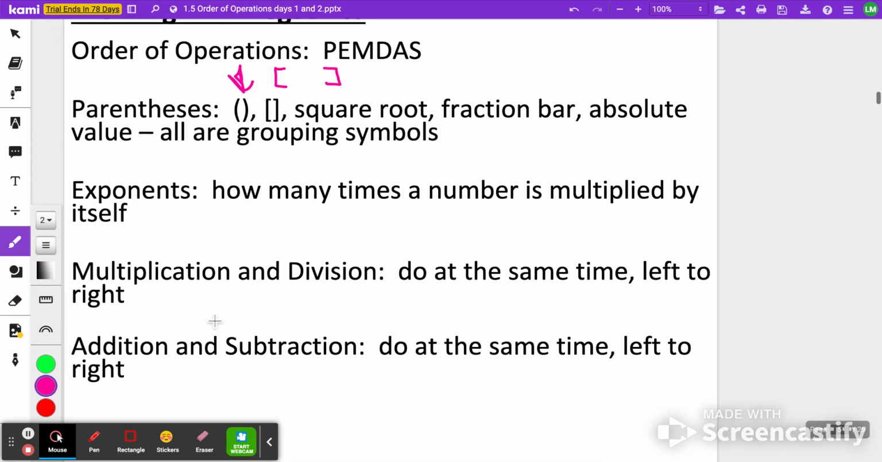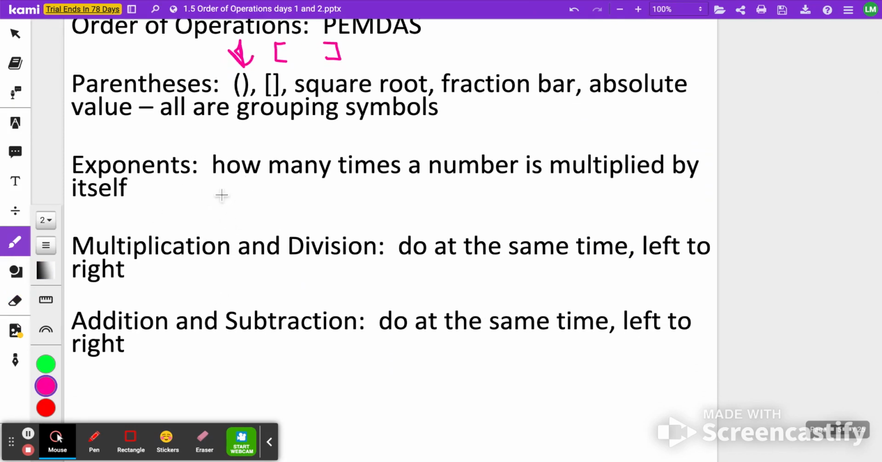Next up, we have exponents. That's how many times the number is multiplied by itself. For instance, one of our first examples will look like this. Negative 3 squared just means negative 3 times negative 3, okay? You can also use your exponent button on your calculator, and I'll show you how to do that in class today.